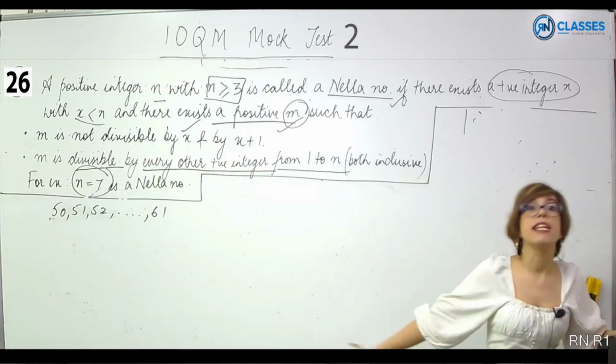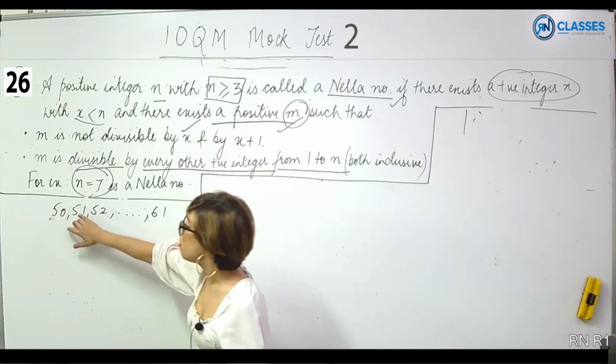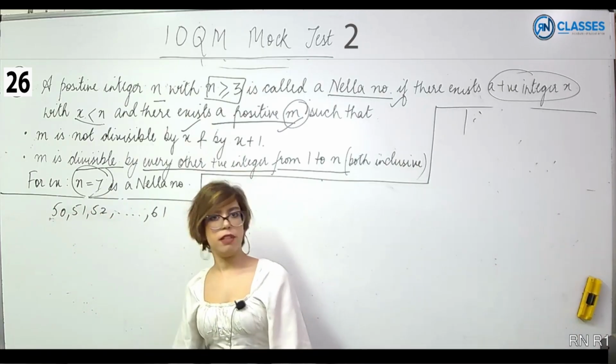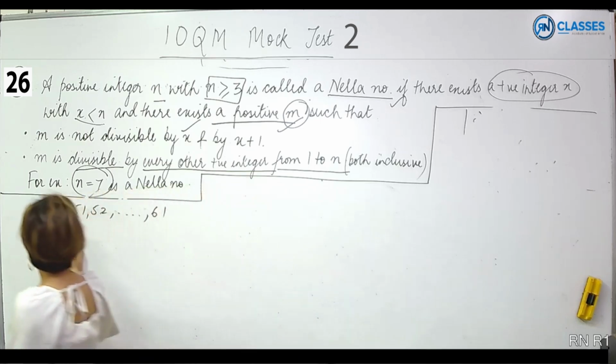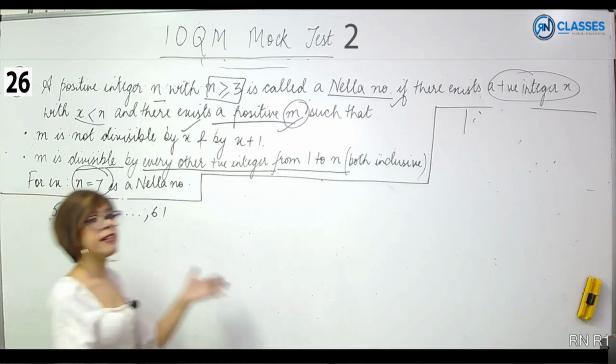I'm not writing it because I need this. I need to check whether this is a Nella number, whether this is the one, this is the one, and so on. So let me start with the least one. Let me take n as 50. I need to check whether n equal to 50 is a Nella number or not.